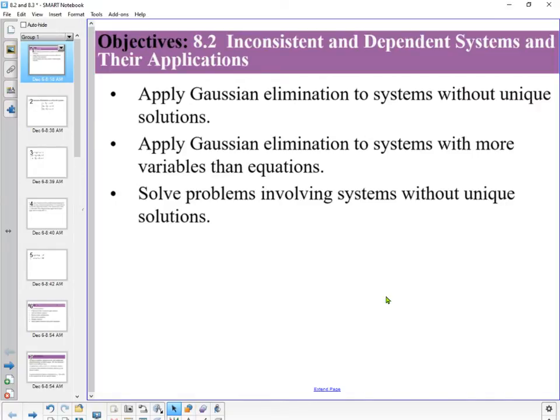The Gaussian, if you remember, is going to be that row echelon form. As we're doing the row operations, Corbin, close that please. When we're doing row operations, we're trying to get that main diagonal worth of ones, everything below that zero. That will give us a solution at the end, right?